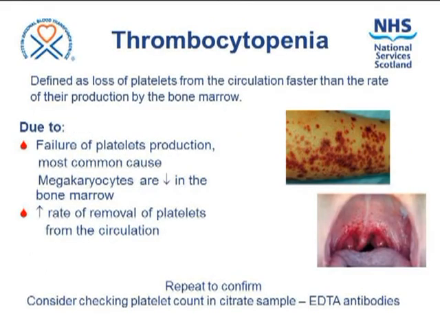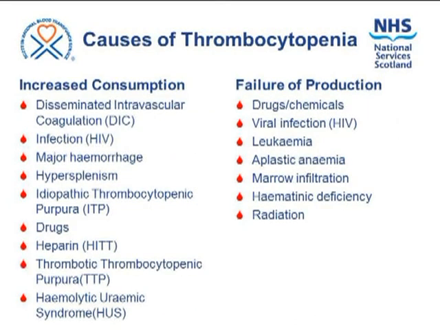Clinical manifestations of thrombocytopenia can include petechiae, ecchymosis, purpura, mucosal bleeding, menorrhagia or intracranial hemorrhage, uncommon but the most feared. Thrombocytopenia is not seen in haemophilia or von Willebrand's disease. As this slide shows, there are two main reasons for thrombocytopenia, either increased consumption or failure of production. There are certain contributory factors that you may need to consider, which are on the next slide.